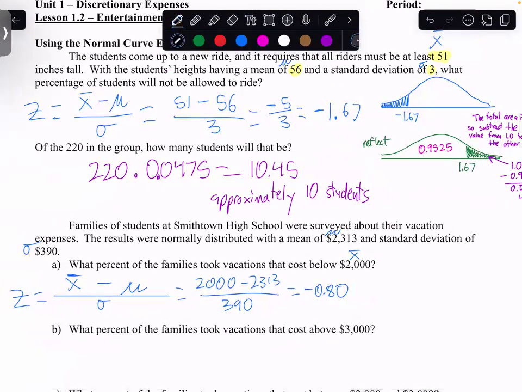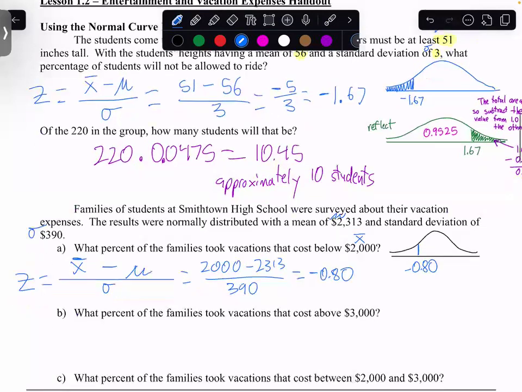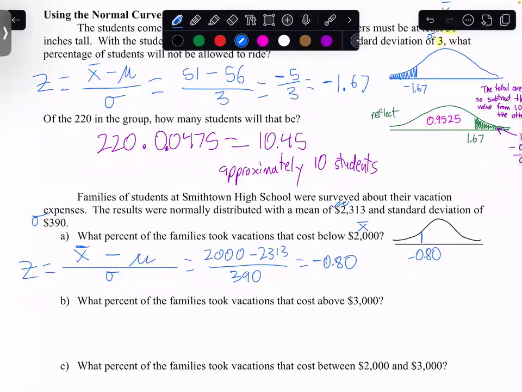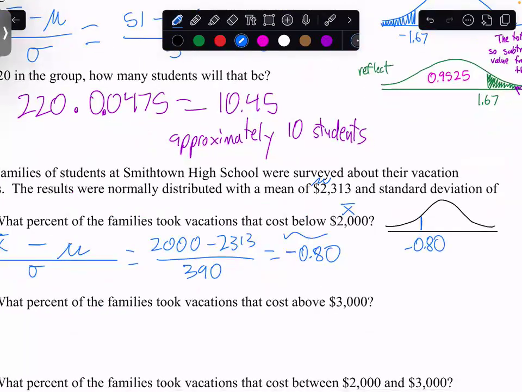Okay, so I'm going to sketch a little bell curve again. Because the z-score is negative, I'll draw my dividing vertical line to the left of the middle. Now I need to know, do I shade to the left or to the right? In this case, we want to be below 2,000. Below is less than, which means to the left, right? So we want to figure out the area to the left of the z-score of negative 0.80.